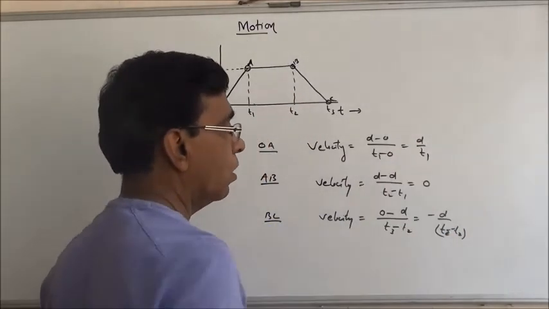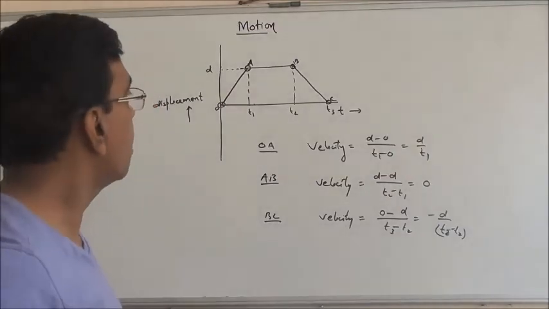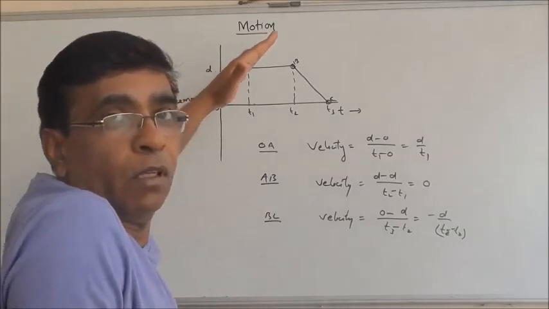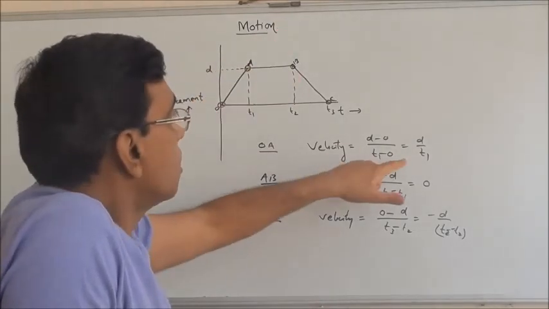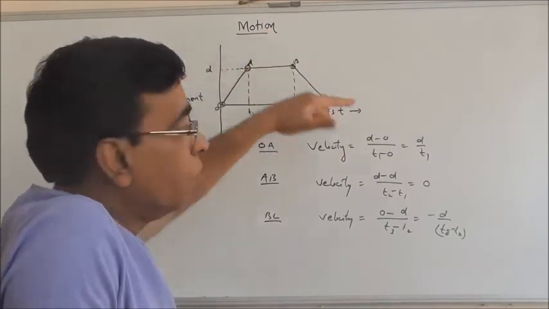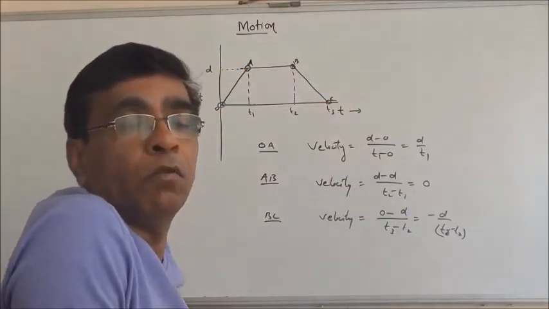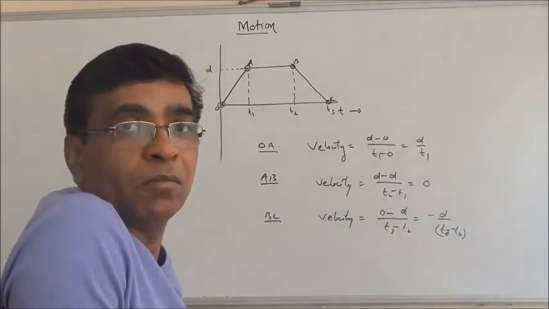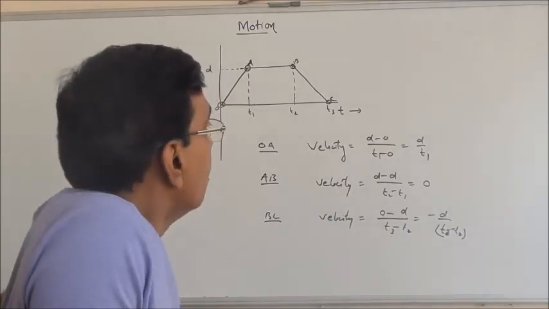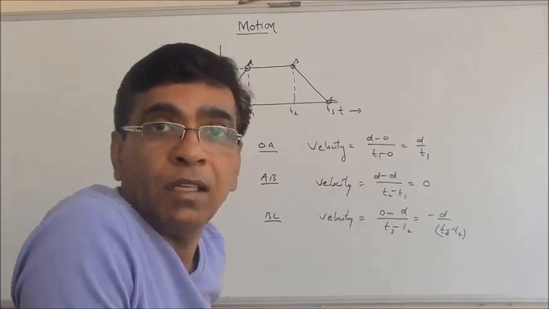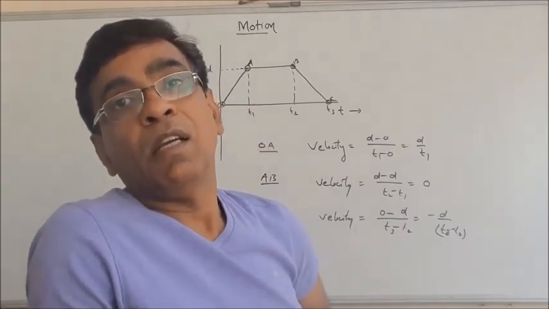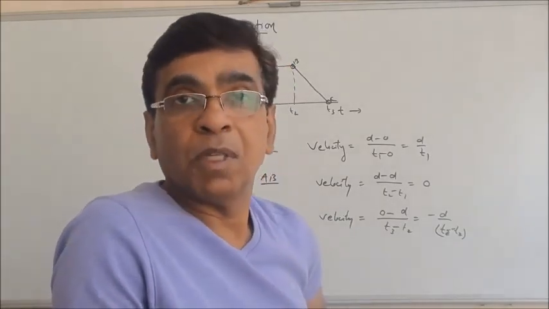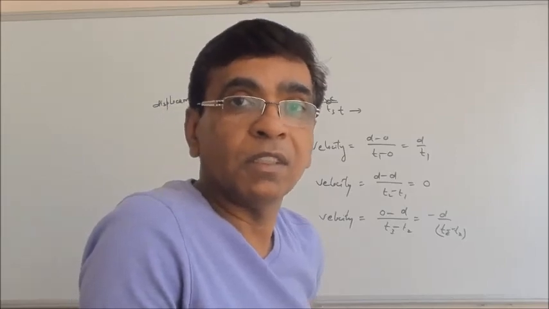See what I wanted to tell you. O to A, velocity is positive. A to B, velocity is 0. B to C, velocity is negative. Right? Velocity can be negative. Speed can never be. Right? So this is the difference between displacement time graph and distance time graph.